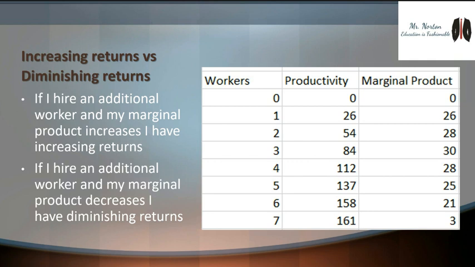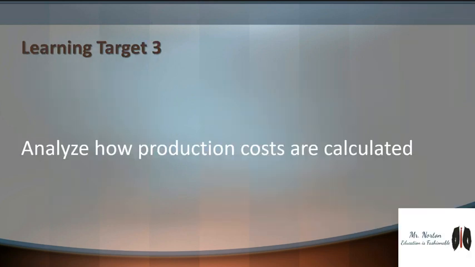So let's get into the next one here. Just to go ahead and recap, though, before we do that, increasing returns. If I've got an increase in marginal product after I hire someone, that's increasing returns. The moment I start to have a decrease in marginal product, that's going to be our diminishing returns.